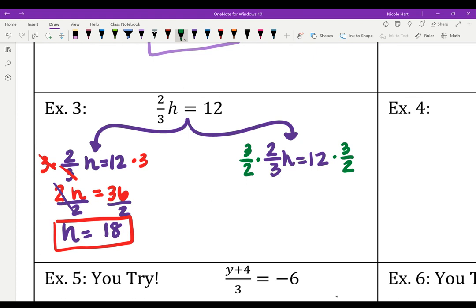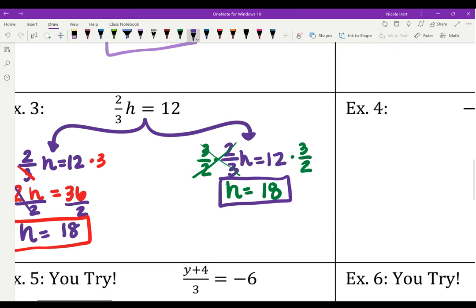When we do that, on the left-hand side, the 3's cancel each other out, the 2's cancel each other out, and we already have h by itself. Then we have to multiply 12 times 3 over 2. Again, you can do that in your calculator, or you can do it in two pieces. 12 times 3 is 36. 36 divided by 2, we have learned, is 18. So both of these work. Neither is preferred by me. Completely up to you about which one you are more comfortable with.